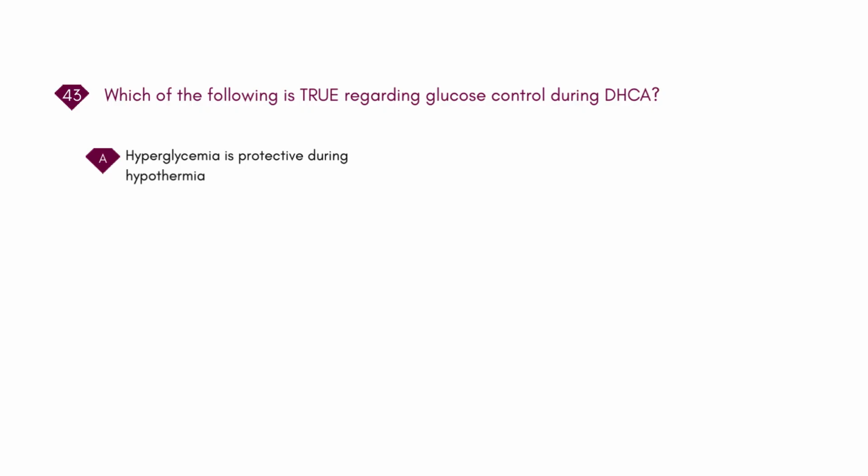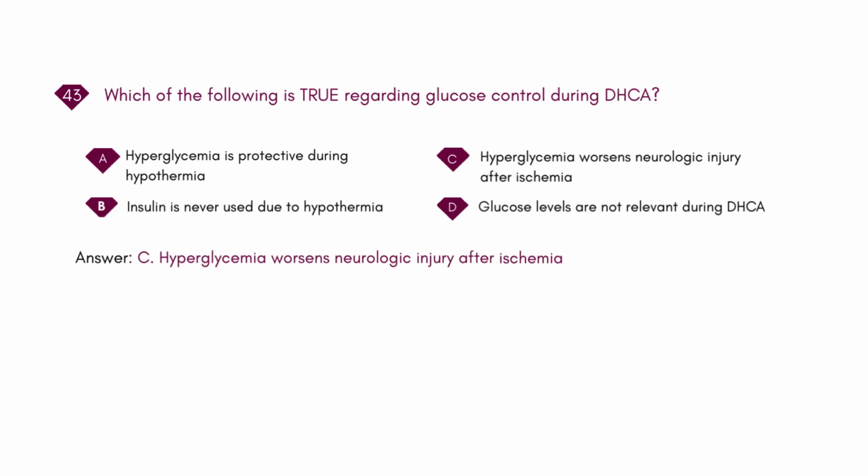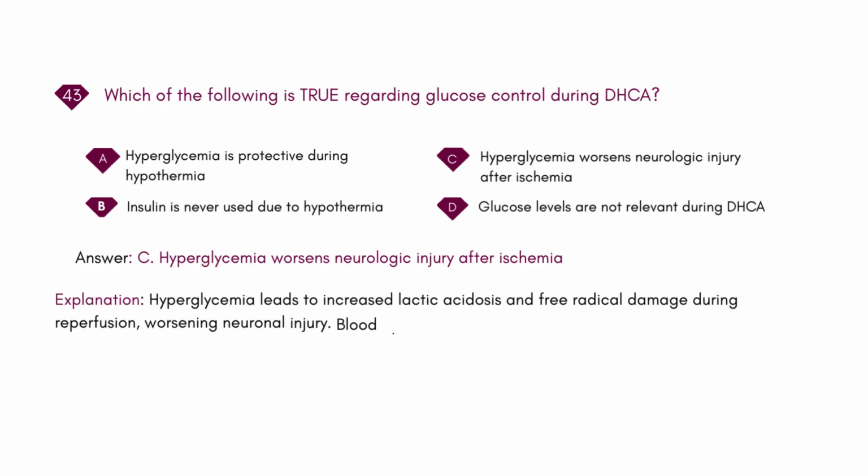Which of the following is true regarding glucose control during DHCA? A. Hyperglycemia is protective during hypothermia. B. Insulin is never used due to hypothermia. C. Hyperglycemia worsens neurologic injury after ischemia. D. Glucose levels are not relevant during DHCA. Answer: C. Hyperglycemia worsens neurologic injury after ischemia. Explanation: hyperglycemia leads to increased lactic acidosis and free radical damage during reperfusion, worsening neuronal injury. Blood glucose is tightly controlled during and after DHCA.